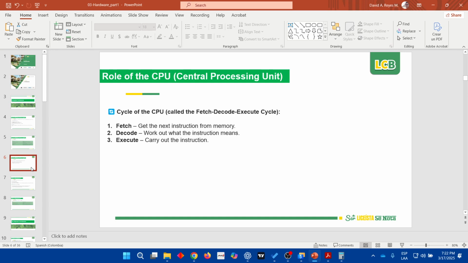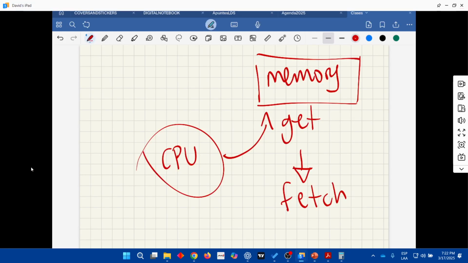Decode, work out what the instruction means. So let's suppose that here in the memory we have this operation.